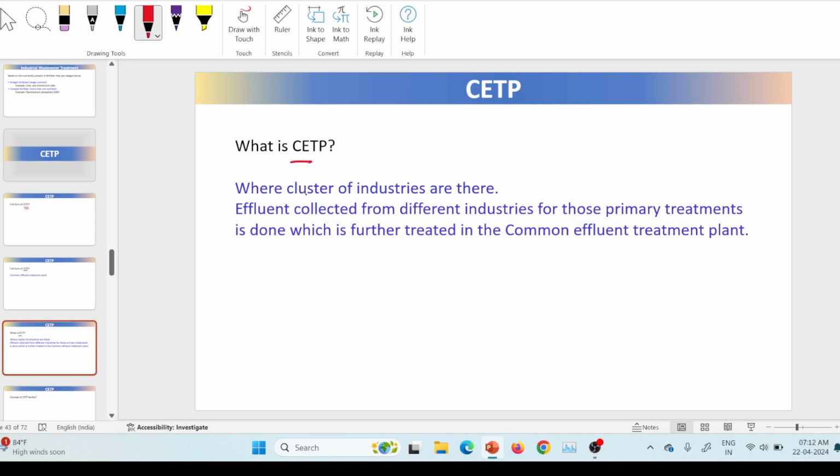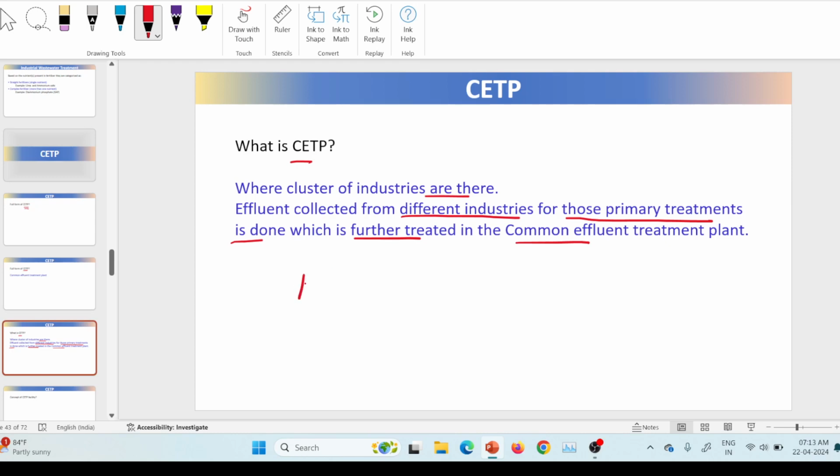So what is CETP? Where a cluster of industries is there, effluent is collected from the different industries after primary treatment, and is further treated in the common effluent treatment plant. When a cluster of industries is there, they do some primary treatment to remove pollutants which may affect the common effluent treatment plant. We need to remove that peculiar pollutant so that the rest of the wastewater sent to the CETP can be treated easily without affecting it. That's why we provide some preliminary units at the industry itself.